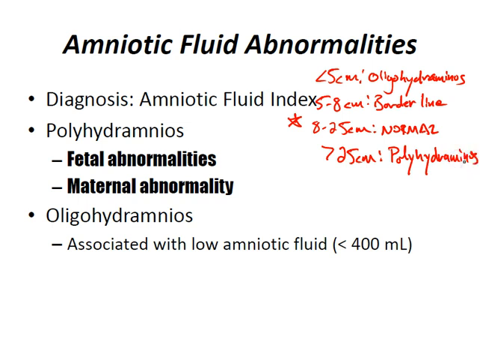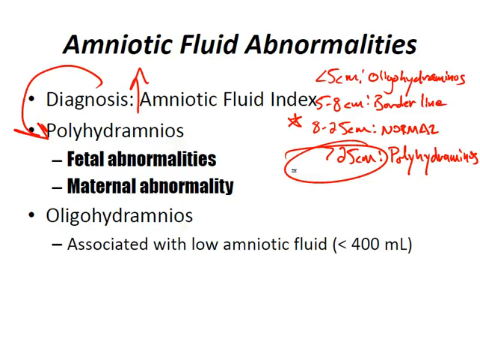So, let's talk about polyhydramnios. This occurs when the amniotic fluid is too high, greater than 25 centimeters. It's usually greater than 2,000 milliliters in late pregnancy. You get fetal abnormalities associated with the inability of the fetus to swallow due to anencephaly. You get esophageal atresia and tracheoesophageal fistulas. Now, the maternal abnormality associated with it is gestational diabetes.